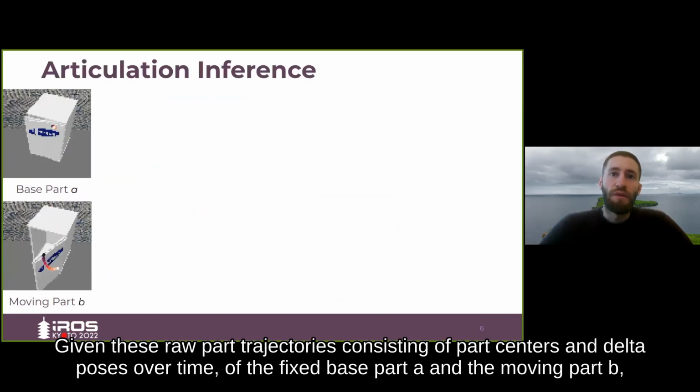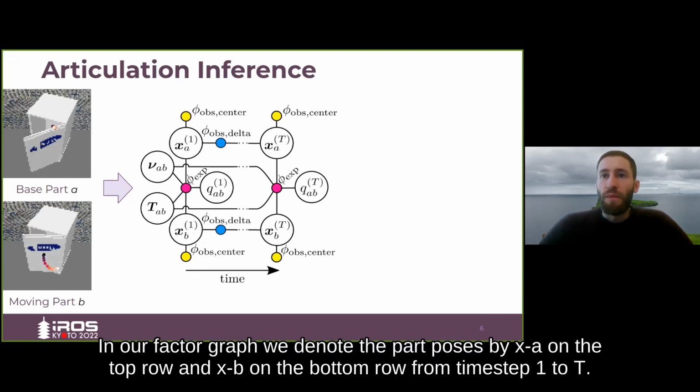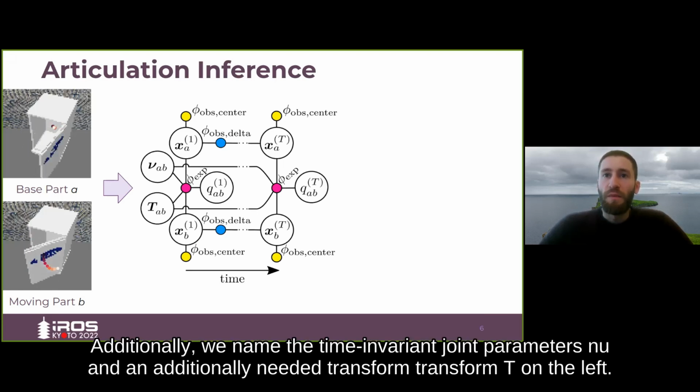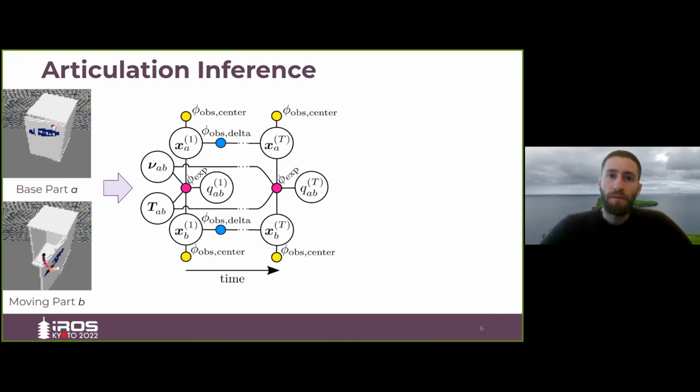Given these raw part trajectories consisting of part centers and delta poses over time, of the fixed base part A and moving part B, we'll use a vector graph to infer the smooth part trajectories. In our vector graph, we denote the part poses by XA on the top row and XB on the bottom row from time step 1 to T. Additionally, we name the time-invariant joint parameters nu and additionally transform T on the left. Finally, we denote the time-varying joint states Q, which also ranges from time step 1 to T in the middle.